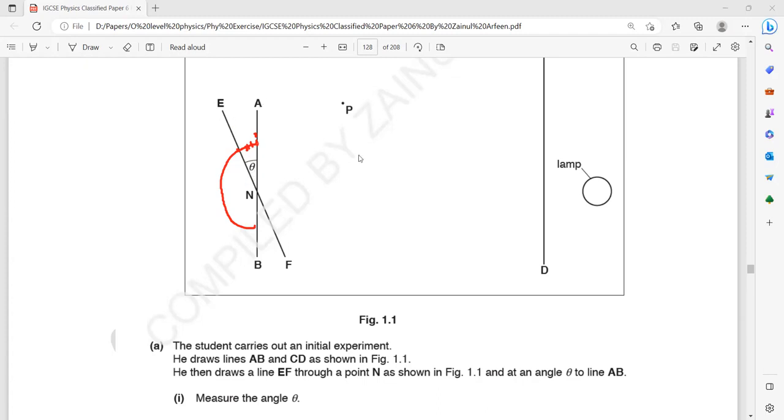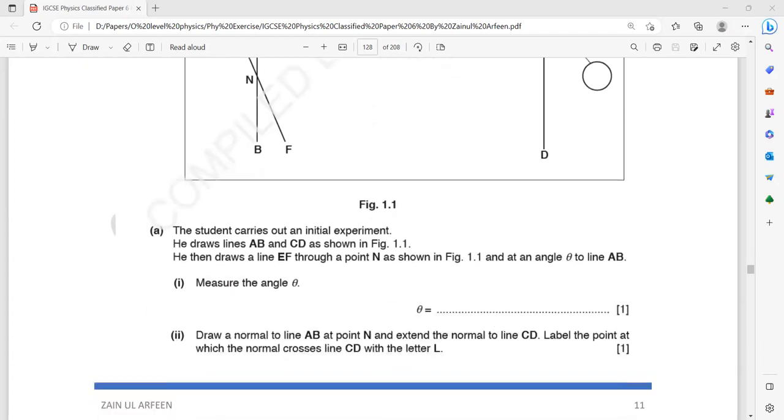You just have to use your measurement and write the answer here. This angle is approximate, as we are not measuring precisely. It will be about 22 or 23. So you will write here 23 degrees.